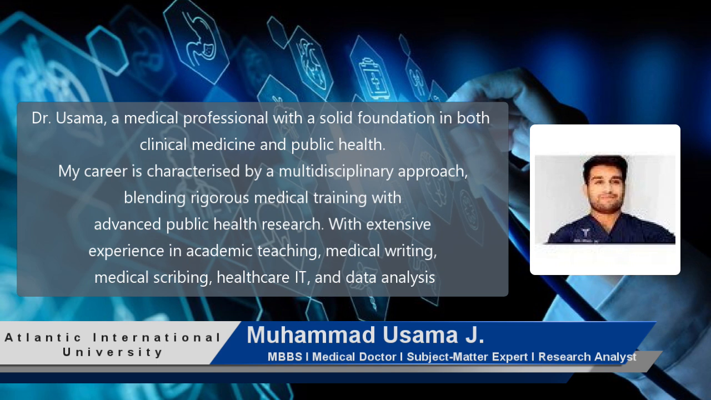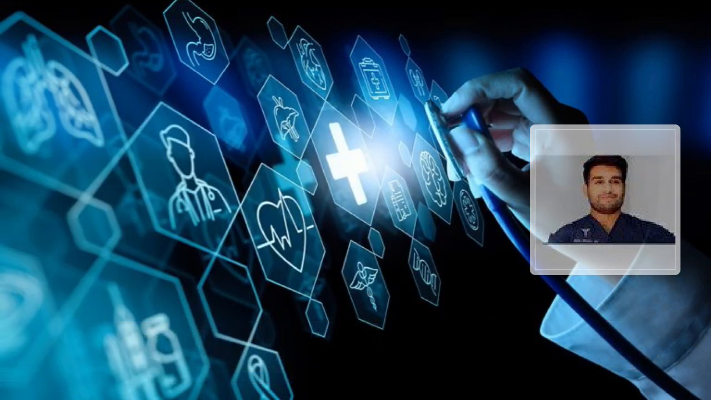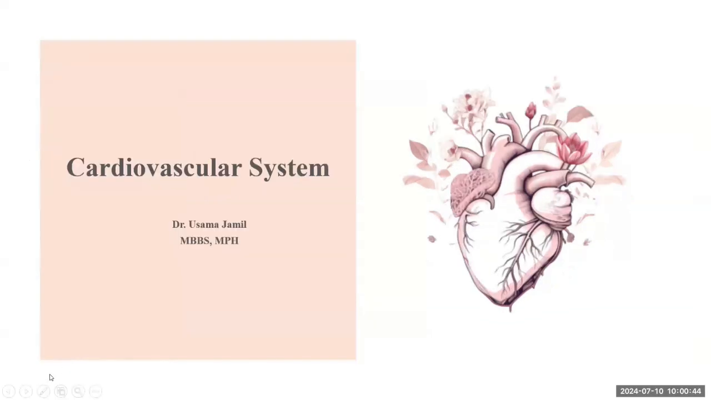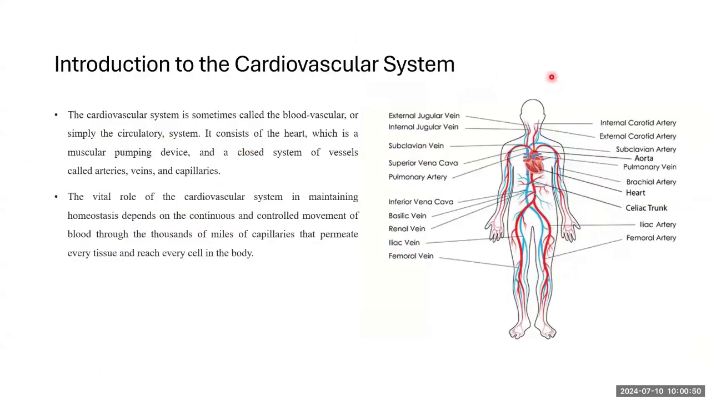So we are going to discuss the physiology of the cardiovascular system, the anatomy of the cardiovascular system, as well as the pathologies or associated diseases with the cardiovascular system. So what makes our cardiovascular system? Basically, our cardiovascular system is made up of the heart and blood vessels, which include arteries, veins, and capillaries. Sometimes the cardiovascular system is called the blood vascular or simply circulatory system.